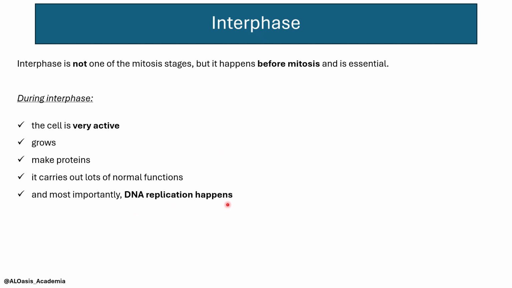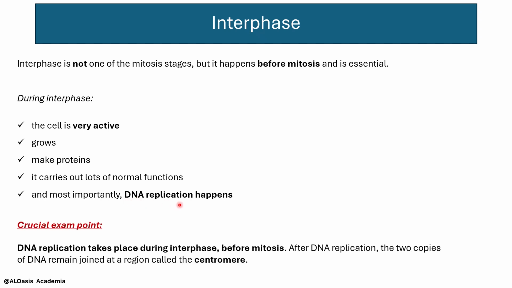Most importantly, for this lesson, you need to know that during interphase, DNA replication happens. A very important exam point that you need to remember is that many students might get confused between interphase and mitosis. You need to learn that DNA replication takes place during interphase before mitosis starts. After DNA replication, those two copies of the DNA that were produced will remain joined at a region called the centromere. All of that happens in the parent cell before the two cells divide.